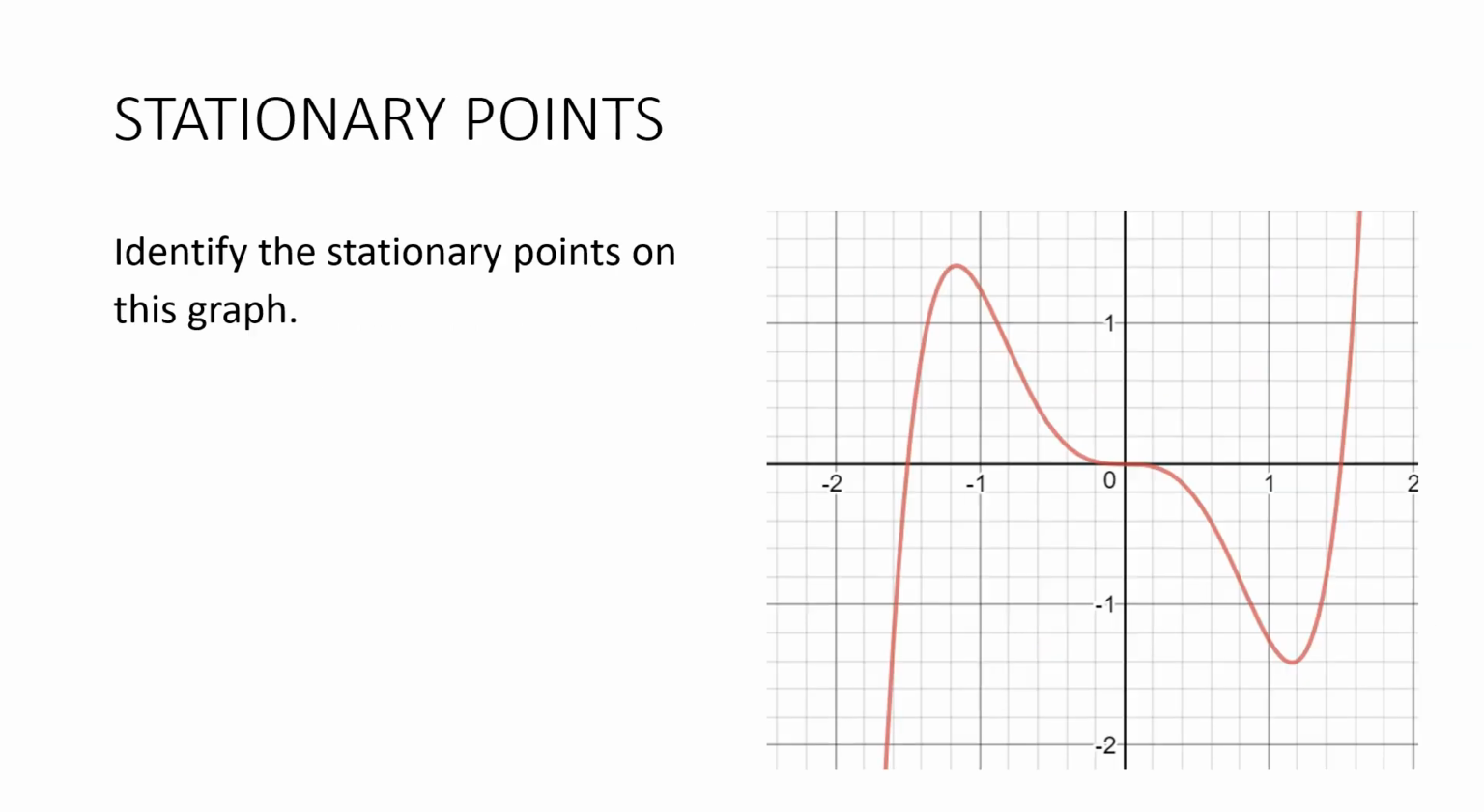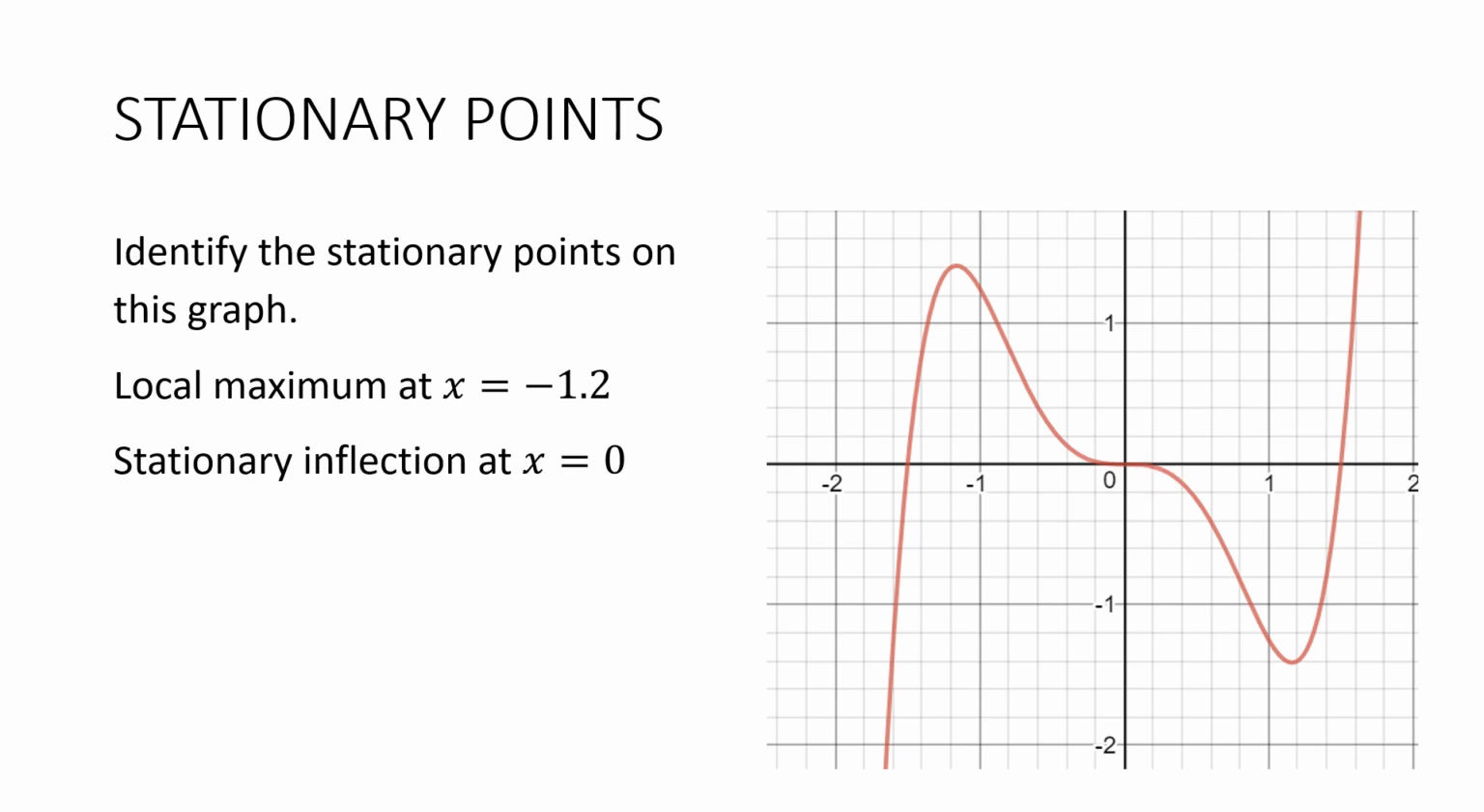Let's identify the stationary points on this graph. We have a local maximum here. We have a stationary inflection here. And we have a local minimum here. There is no global maximum nor a global minimum.